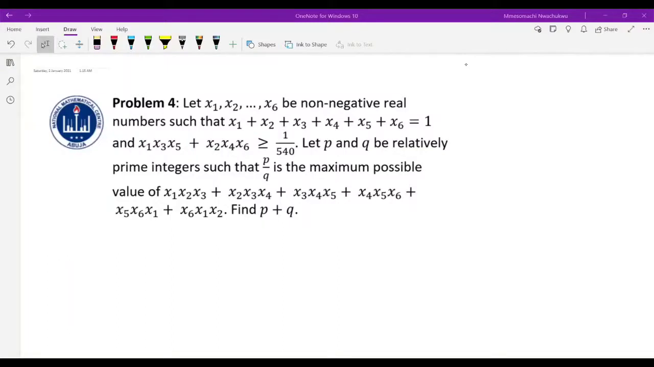It says let x1, x2 up to x6 be non-negative real numbers such that the sum is equal to 1. And then we have that x1 x3 x5, so the x's with the odd subscripts, the product of the x's with the odd subscripts plus the product of the x's with the even subscripts is greater than or equal to 1 over 540. So let p and q be relatively prime integers such that p over q is the maximum possible value of this expression. We're told to find p plus q.